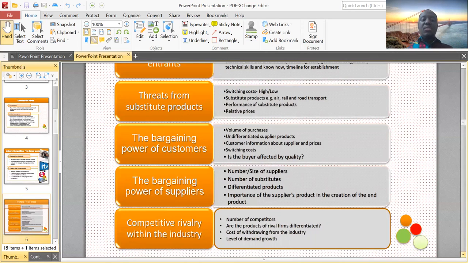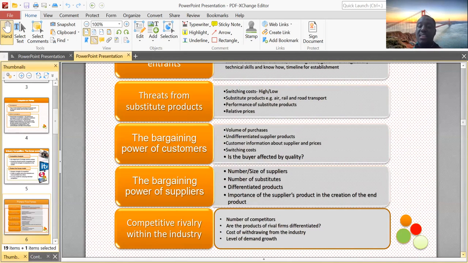The last thing I would like to talk about when it comes to this framework or this model is the competitive rivalry within the industry. That is influenced by the number of competitors. If there are a lot of competitors, then obviously there will be rivalry, there will be competition. Another thing that also influences it is whether the products of the rival firms are differentiated. If the products are differentiated, that also has an impact on competition.